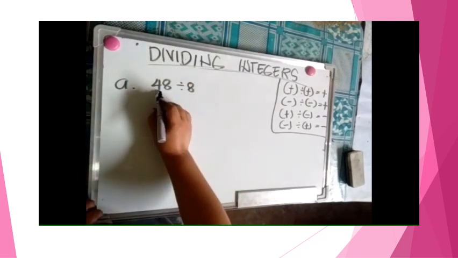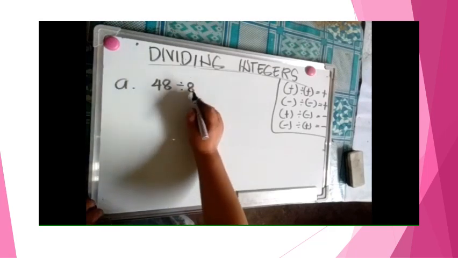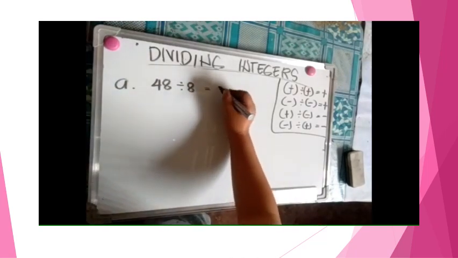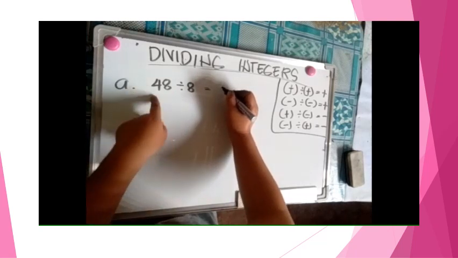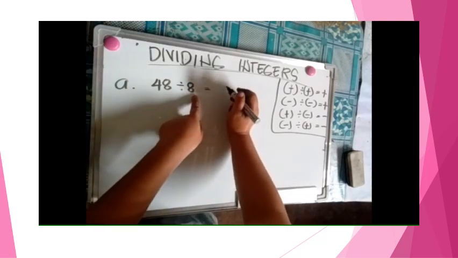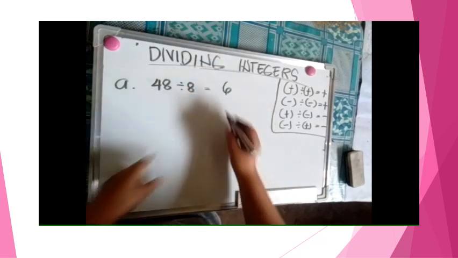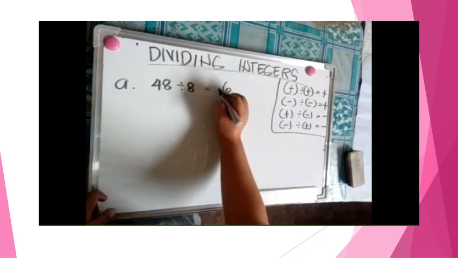What is the sign of 48? It is positive. 8 is also positive, so what is their quotient? It is positive. Therefore, 48 divided by 8 is equal to 6. What is the sign of 6? It is positive. No need to write positive here.